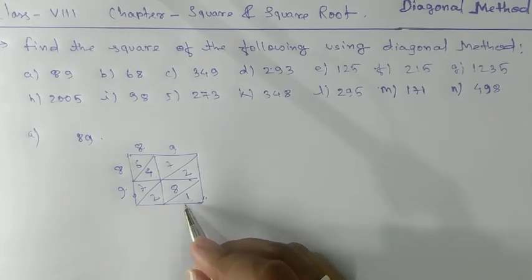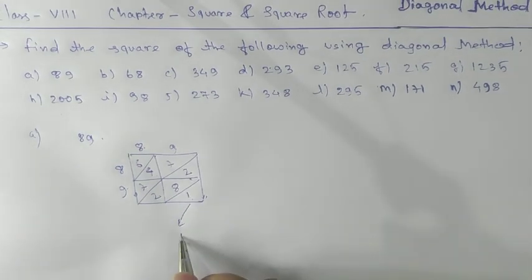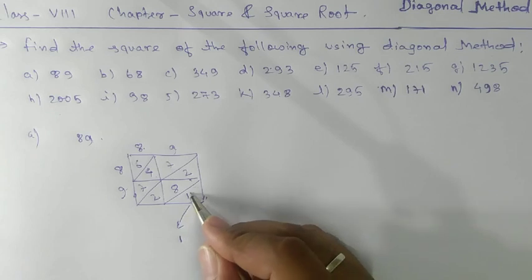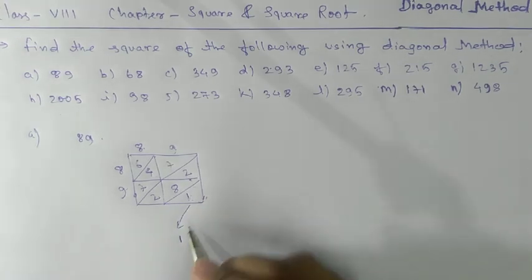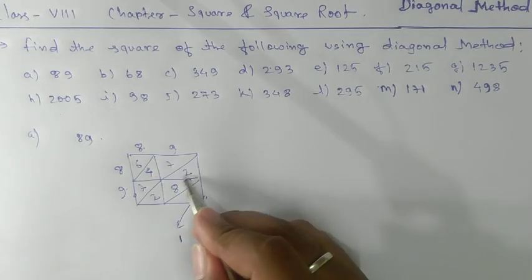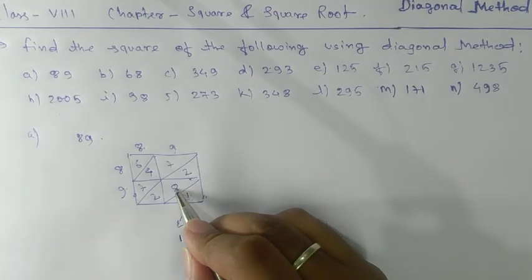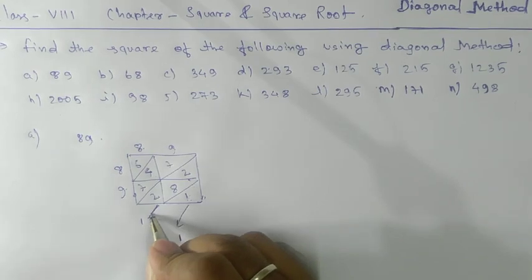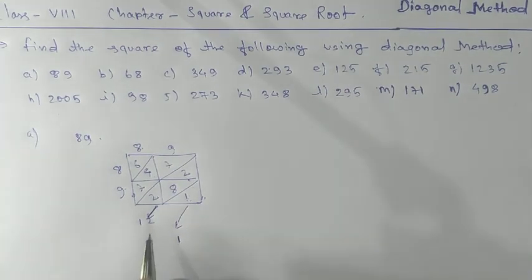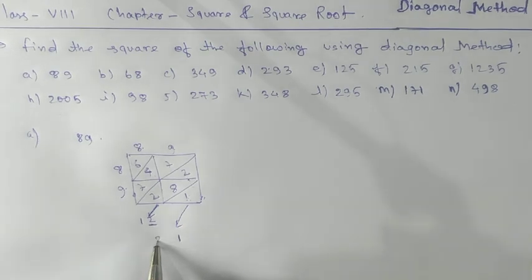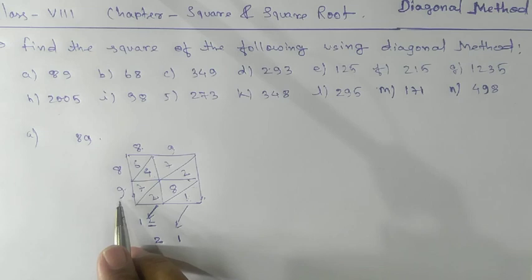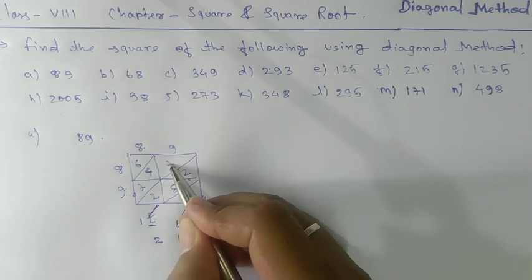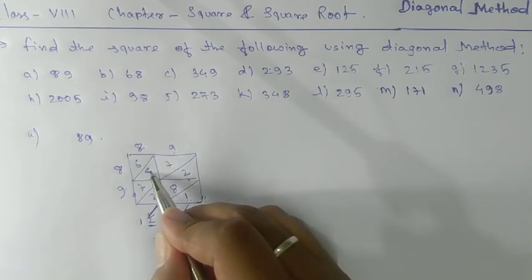Now bring it here, this one. Diagonally, we'll complete this box. If anything is there, we're going to add. As you can see only one is there, so no need to add. Keep this one here. Next, add all this. 2 8 is 10 plus 2 is 12. This diagonal gives you 12. Take the unit digit, that is 2, and 1 will be sent here. Add it. 7 7 is 14, 14 and 4 is 18.